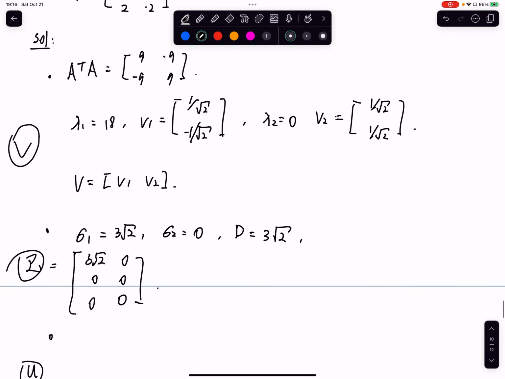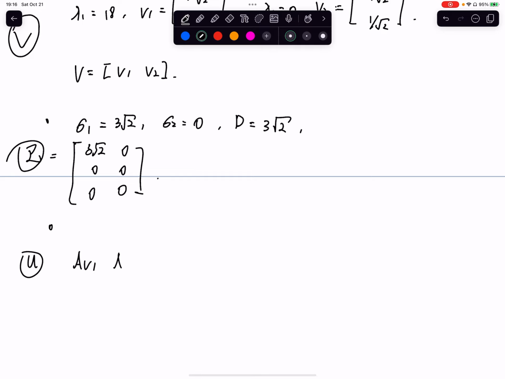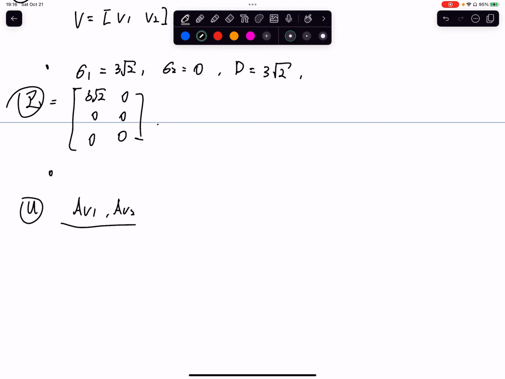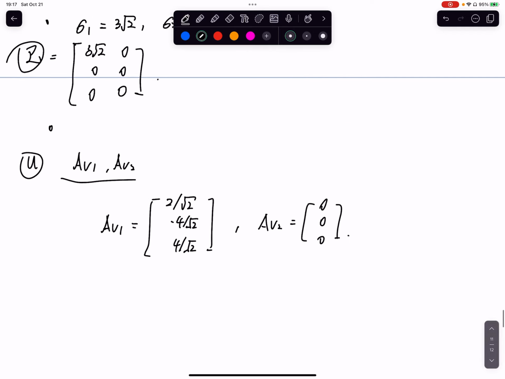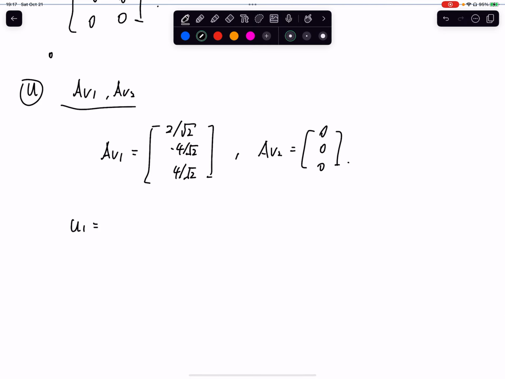To construct U, we first need to compute AV1 and AV2, as we have seen in the definition and the theorem. So we have AV1 equals 2 over square root of 2, minus 4 over square root of 2, and 4 over square root of 2, with AV2 being just zero entries. One can verify that the norm of AV1 is indeed sigma 1, which is 3 times square root of 2, and AV2 is 0 since it has singular value 0. So the only column we found for U so far is U1 equals 1 over sigma 1 times AV1, equals 1 over 3 square root of 2 times AV1. This gives us 1 over 3, minus 2 over 3, and 2 over 3.